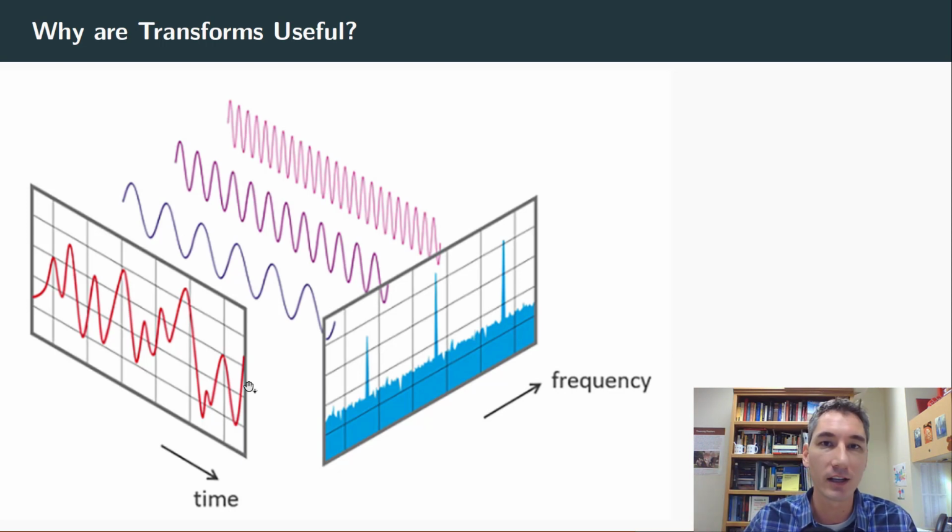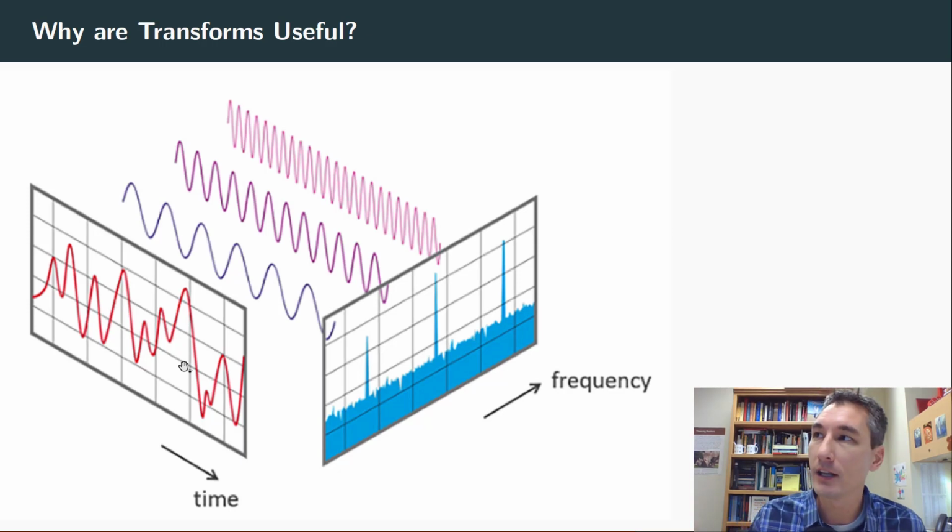Is it e to the 1t or e to the 5t or e to the 10t? Well, the spikes are going to correspond to the frequencies of e to the t that are going to solve that differential equation, okay? And so the Fourier transform is really important for decoding signals.